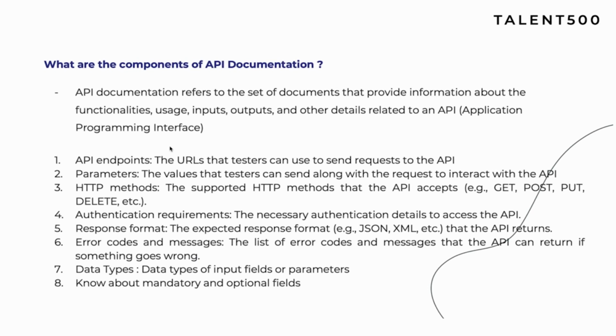So API documentation means it is a set of documents that provide information about your functionalities, usage, inputs, outputs, and other details. But what I have told, that is more real time. So try to explain in that way rather than in this definition, right? So now API documentation will have all the details that you need to perform your API testing, right? But there are some 8 important things I have noted down over here. First is your API endpoints. Second is your parameters. Third is your HTTP methods. For example, what are the methods you have, right? Authentication requirement, response format, error code and message, data type, know about your mandatory and optional field.